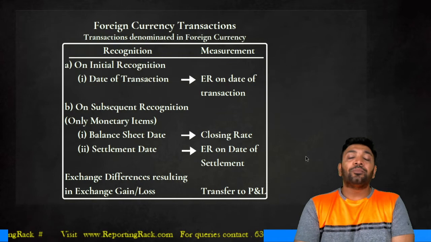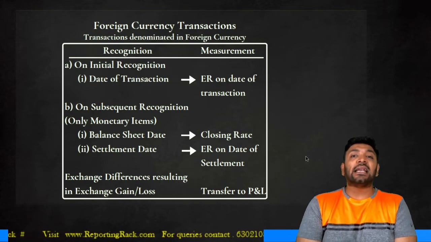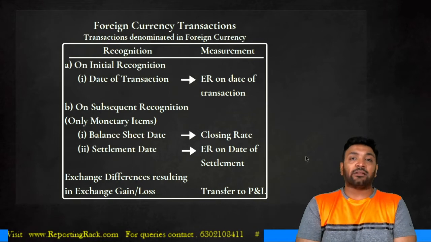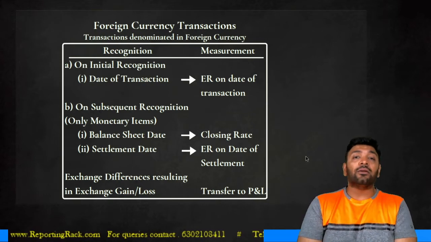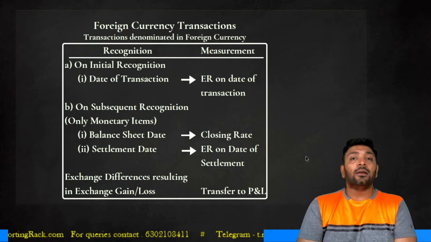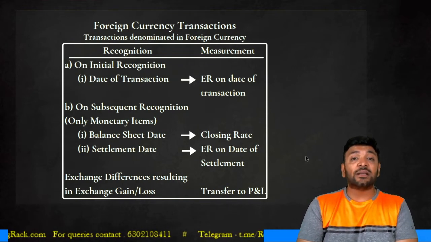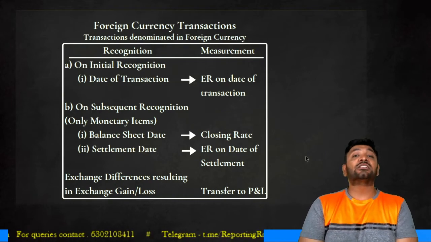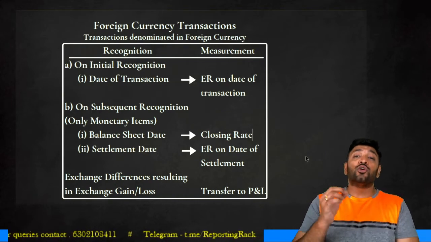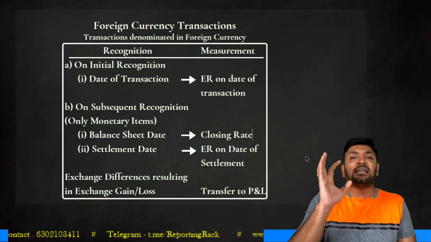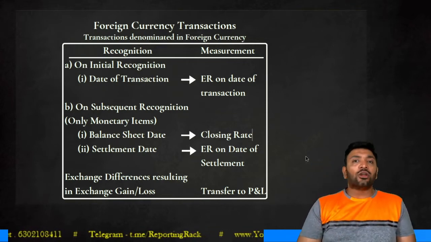He says, if the closing rate is unrealistic and the enterprise does not expect the transaction to be settled at a closing rate, I don't expect the transaction to be settled at closing rate. In such situation, instead of considering the closing rate, you can consider the rate at which the transaction is expected to be settled. Can you give me an example?